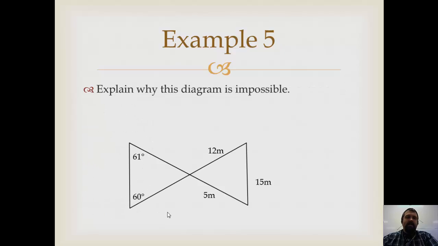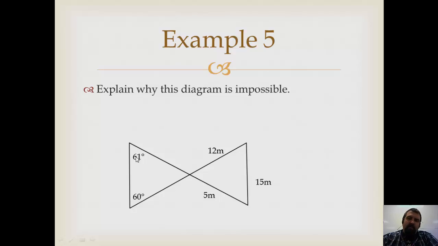Alright, example 5. Explain why this diagram is impossible. Well, I look at this diagram. I don't have any problem with the right side here. These sides, no issue. I look at this over here. I have no issue with these angles. However, let's just do a little bit of work here.